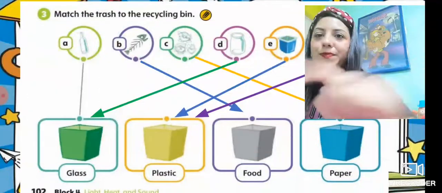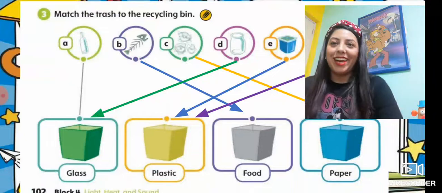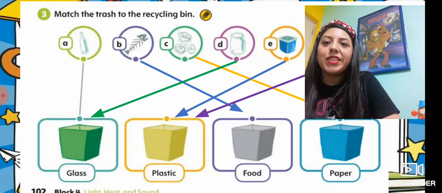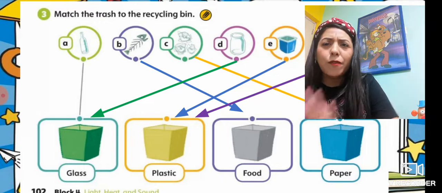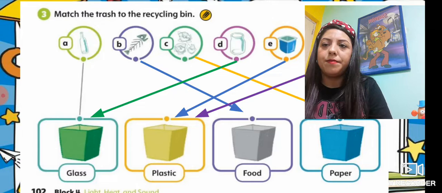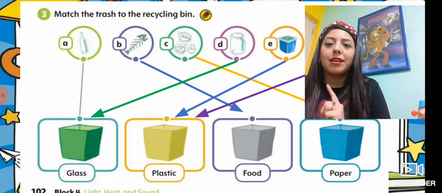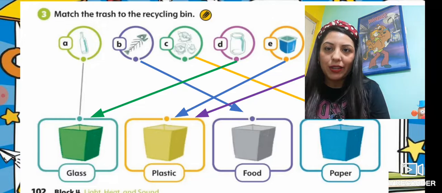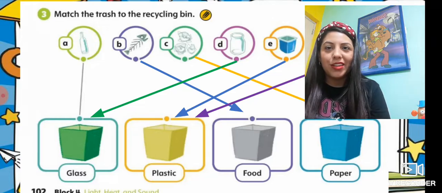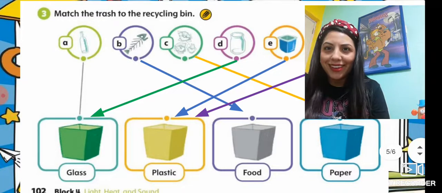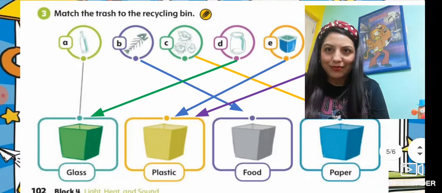In this activity, you can see it now. In this activity, we have to match the trash to the recycle bin. We have 4 different containers. These are different recycle bins. We have glass, plastic, food, and paper. There are different materials. So, the bottle in the letter A, if you can see it, is made of glass.